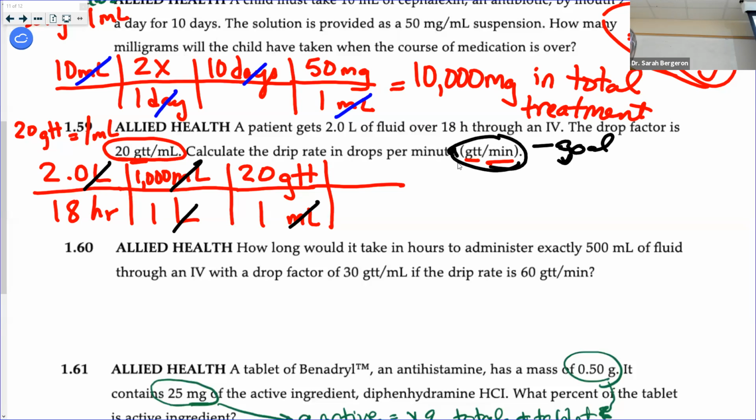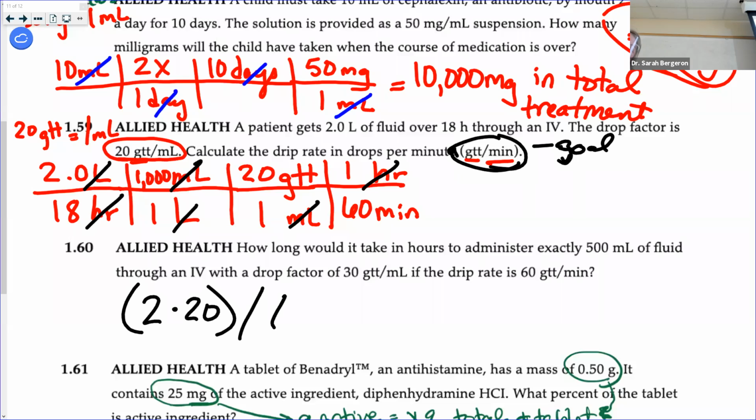So now I have 18 hours at the bottom, so I need hours at the top. What am I going to put at the bottom? Minutes, because I know in 1 hour there are 60 minutes. So that makes my hours cancel, and I'm left in GTT per minute. So now be careful when you put this into your calculator. If you have a scientific calculator, you can put it in parentheses. You could do this 2 times 20, right? And then a slash, which is divided by 18 times 60.